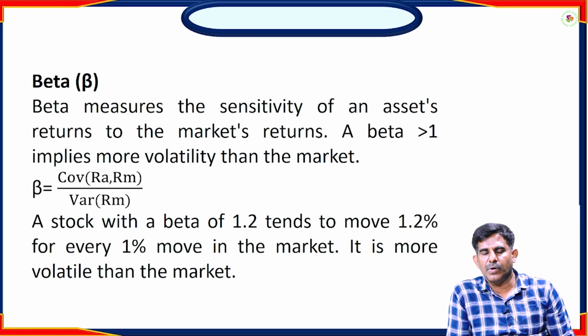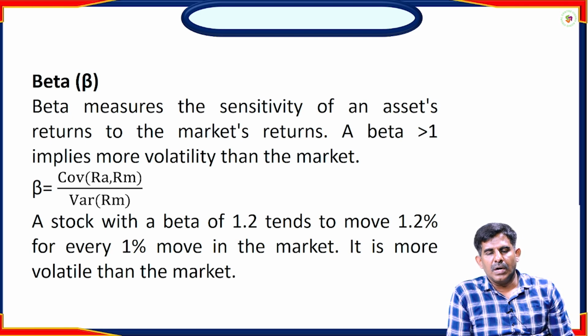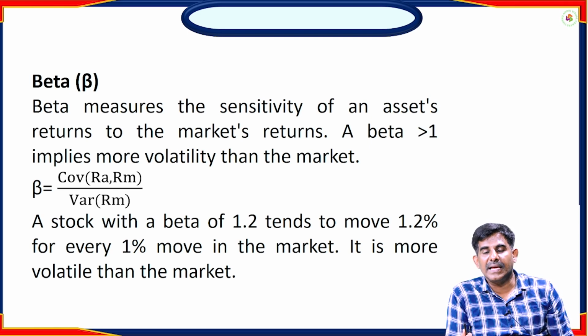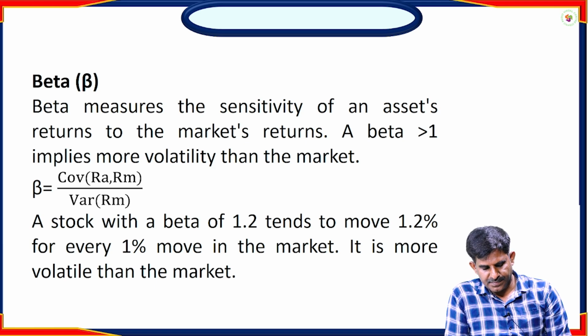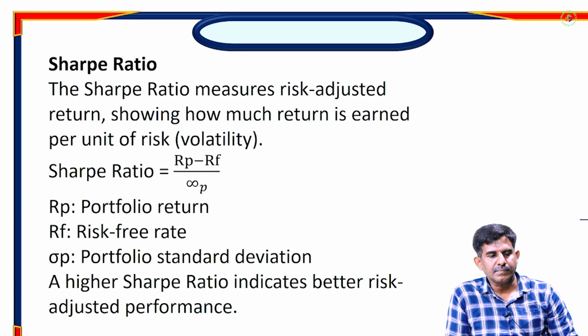A stock with a beta of 1.2 tends to move 1.2% for every 1% move in the market. So we say that this particular stock, A, is highly volatile when compared to the market returns. Every time the market return changes by 1%, the return of stock A is going to change by 1.2%. So this is how we need to understand it.